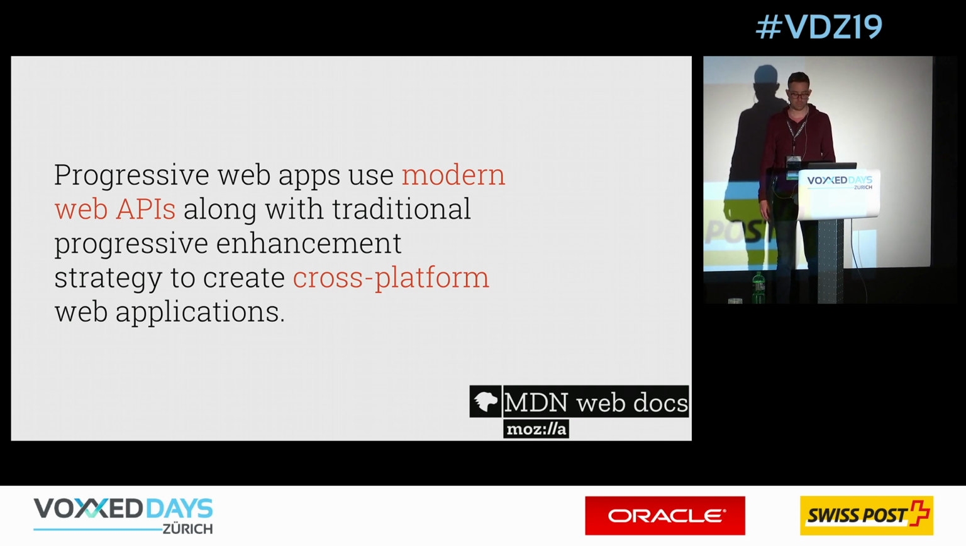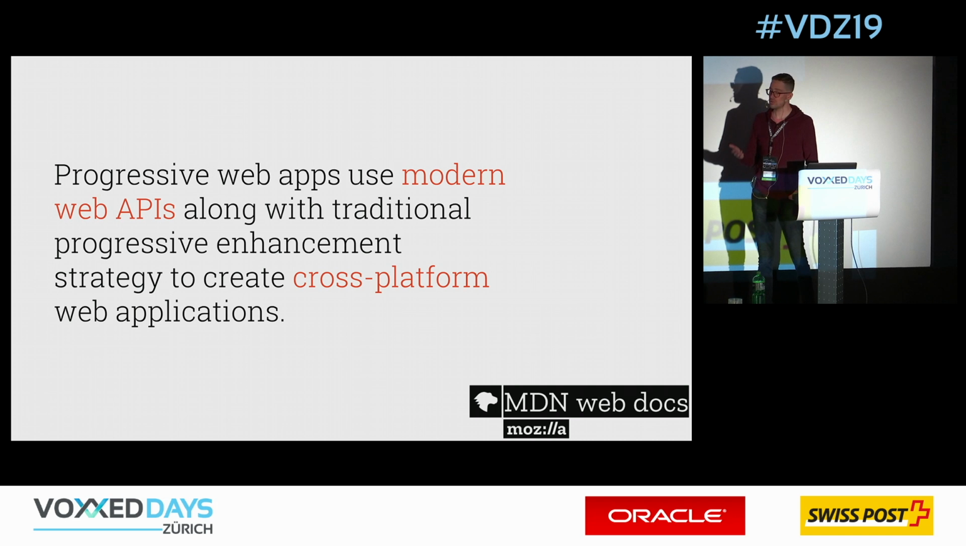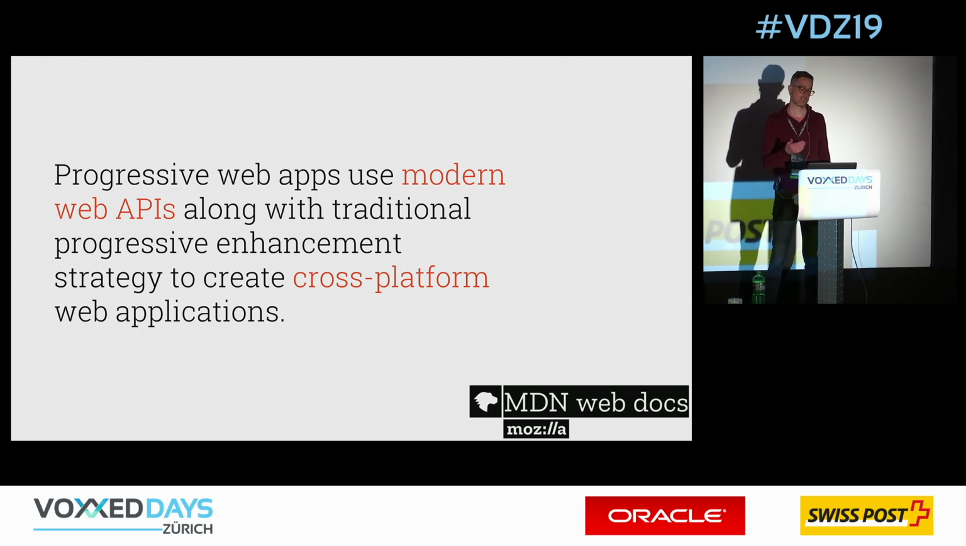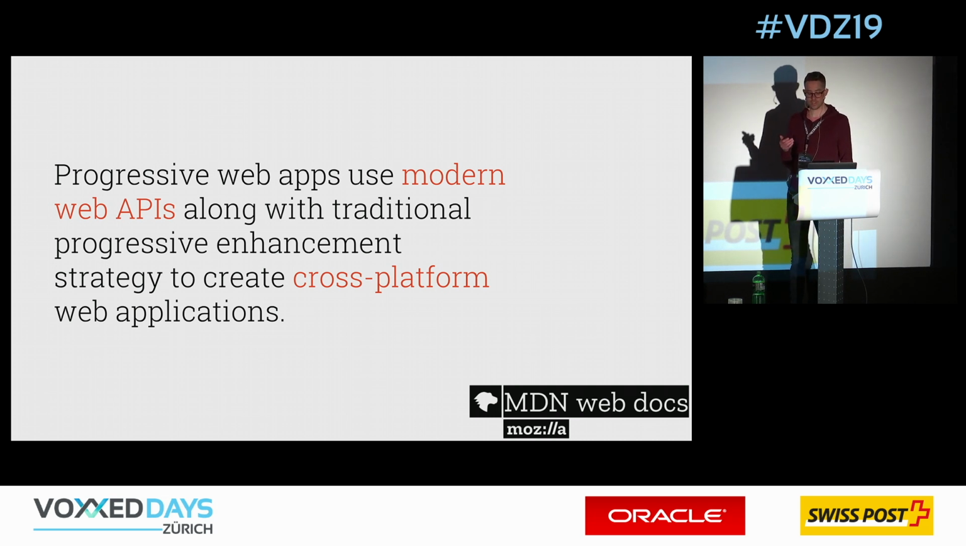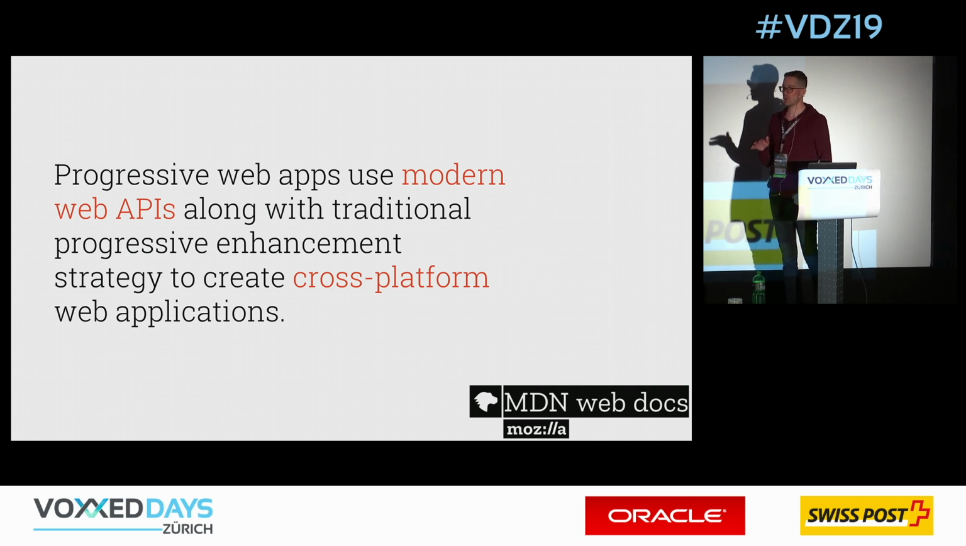So progressive web apps use modern web APIs, right? So we're talking about things like service workers, notifications, and these kinds of things, along with traditional progressive enhancement. And what we mean by progressive enhancement is if your users are using a browser that does not support service workers or these modern APIs, they still get the same experience that you would expect them to get. But if they do support these APIs, we're going to progressively enhance their experience so that way they can take advantage of these things. And it allows us to create cross-platform web applications. So when we mean cross-platform, we're talking about browsers, mobile devices, iOS and Android, as well as desktop.